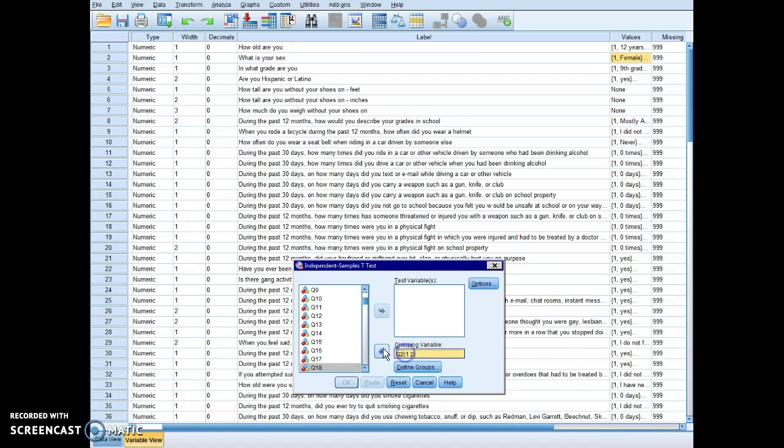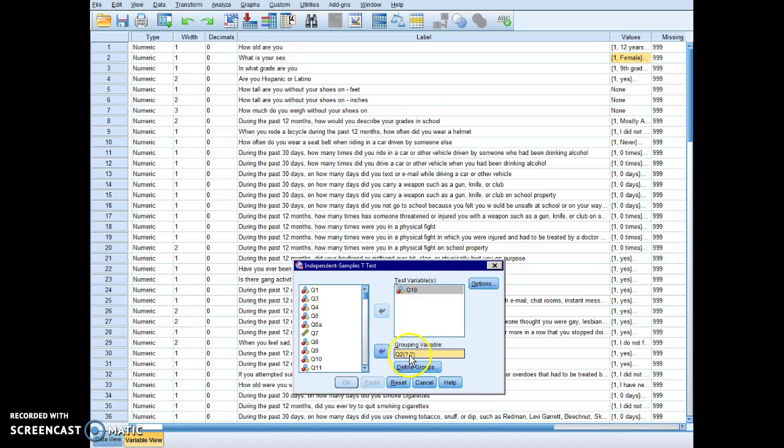And I'm going to move this back. So the test variable is the dependent variable. And in this case, the dependent variable is how many times were you involved in a physical fight, which is question 18. So I'm going to put that here. And then the grouping variable is the independent variable, which is sex here.